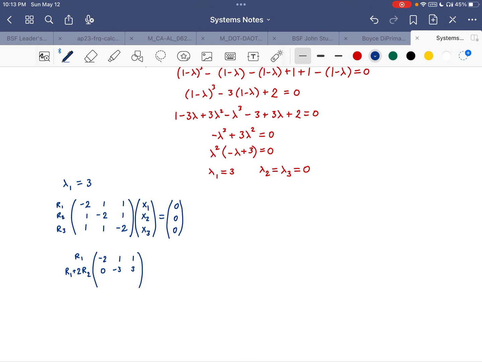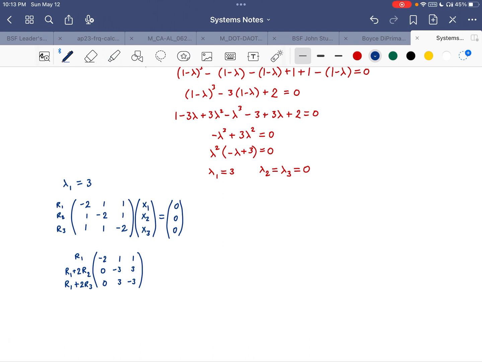And I'm going to basically do the exact same thing with row 1 plus 2 times row 3 to get the next row too, so that we get 0 here. We'll get a 3 and a negative 3. So you can already see some of that redundancy that is appearing here.